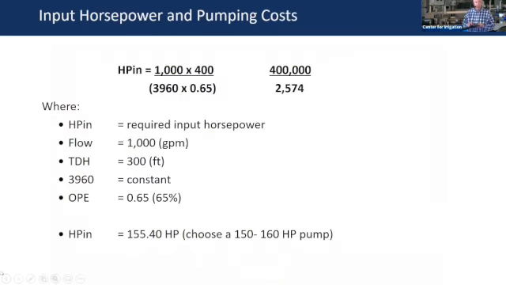So here's an example of the horsepower in equation. Let's say we know we need 1,000 gallons a minute of flow rate, 300 feet of lift. We have our constant of 3960, and our efficiency is at 65%. We plug in all those numbers here, equals 300,000 divided by 2574. The horsepower in on this example would be 155.4. So you choose a 150 or 160 horsepower pump to create what you need. You might even go a little bit higher, but a 160 horsepower pump will give you adequate horsepower, a little extra. You always want to put a little extra in when you buy it.